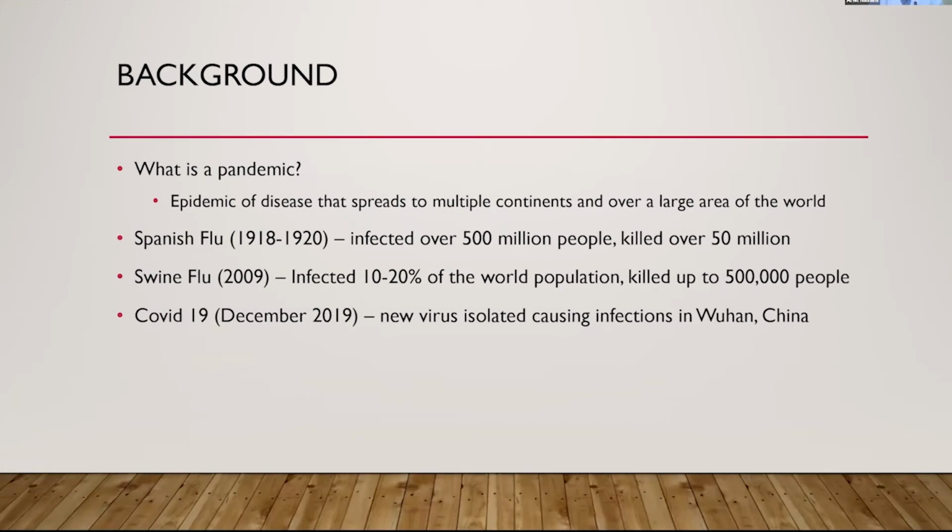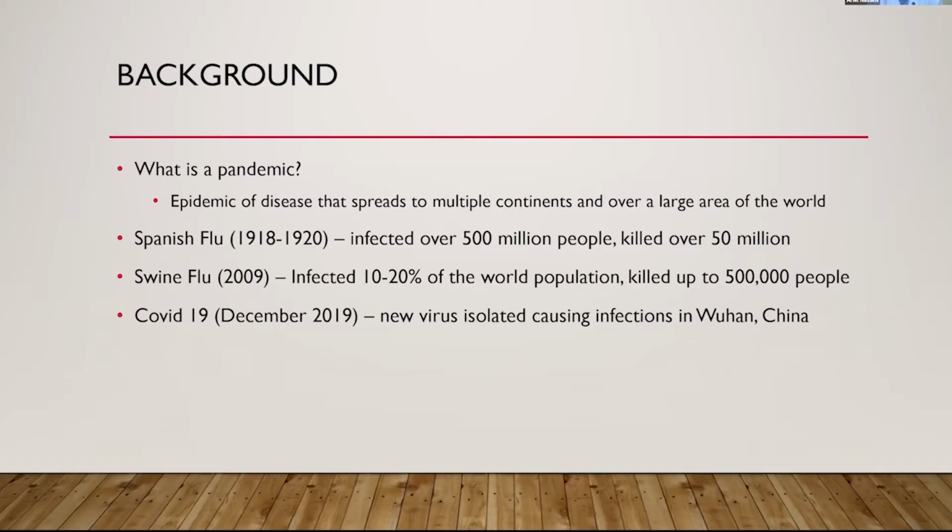It's a little something about COVID-19. So we turned into a pandemic last March. A pandemic is essentially an epidemic of disease that spreads across the country, across multiple countries and continents. For instance, the Spanish flu from 1918 to 1920 infected over 500 million people back then and killed over 50 million. Obviously, modern medicine was not what it is today. And there was a very high incidence of death with that.